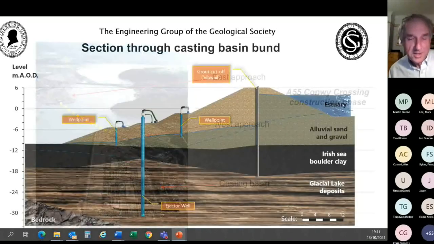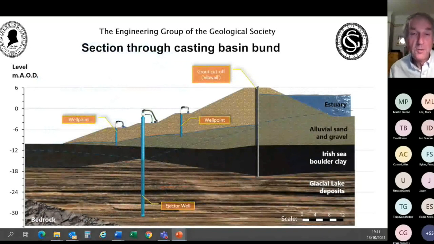Okay, so this slide, when it eventually fades in, shows a schematic cross-section through the bund protecting the casting basin from the Conway estuary. The bund itself was made of alluvial sand and gravel, so that was quite high permeability. So the principal means of control of seepage in from the estuary was a grout curtain. It was installed by means of a vibrating H-pile, so it was a thin grout cutoff. And because at the time we weren't quite sure how well that would work, there were two stages of well points, which again you can see in the diagram.